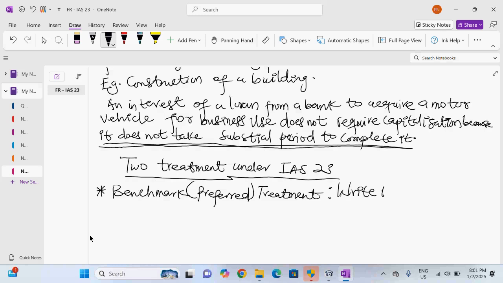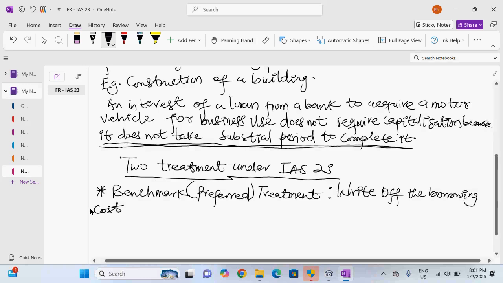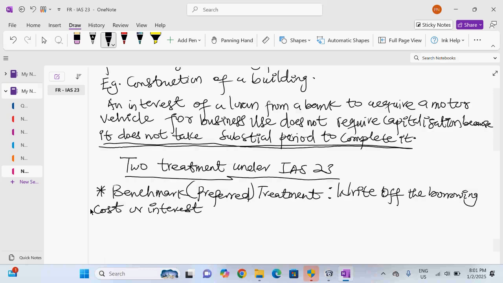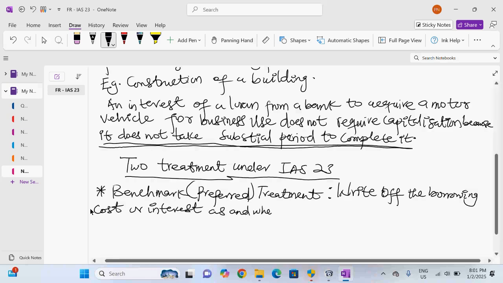So we write off the borrowing cost or the interest as and when it occurs, right? So you write it to the P and L as an expense. Write it off as an expense, right?